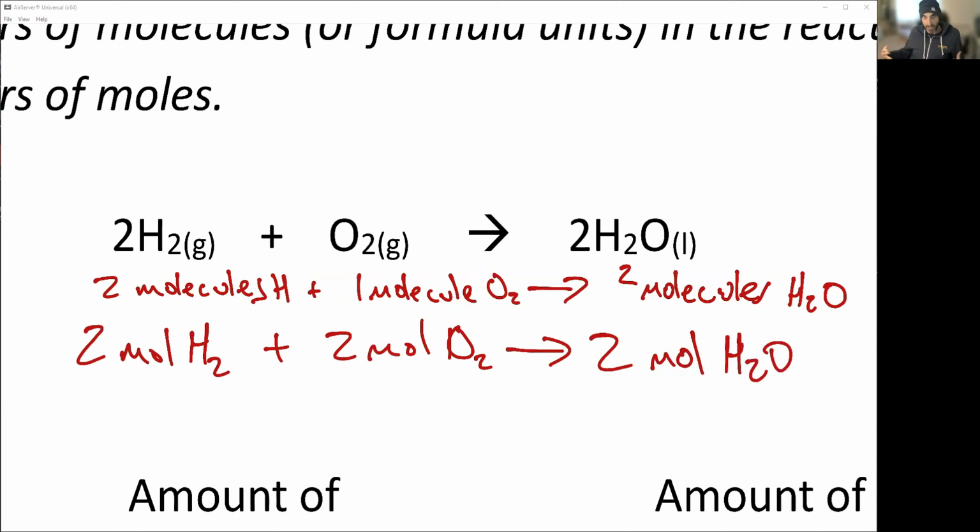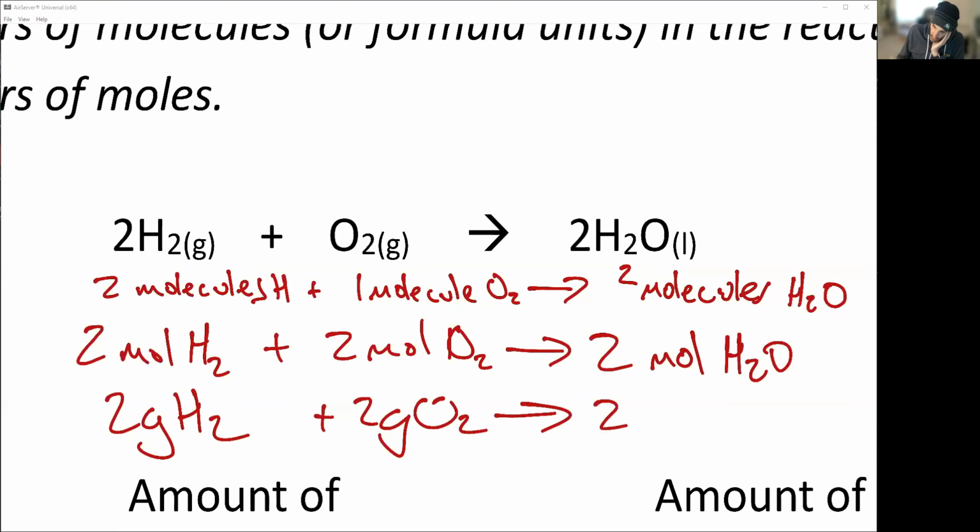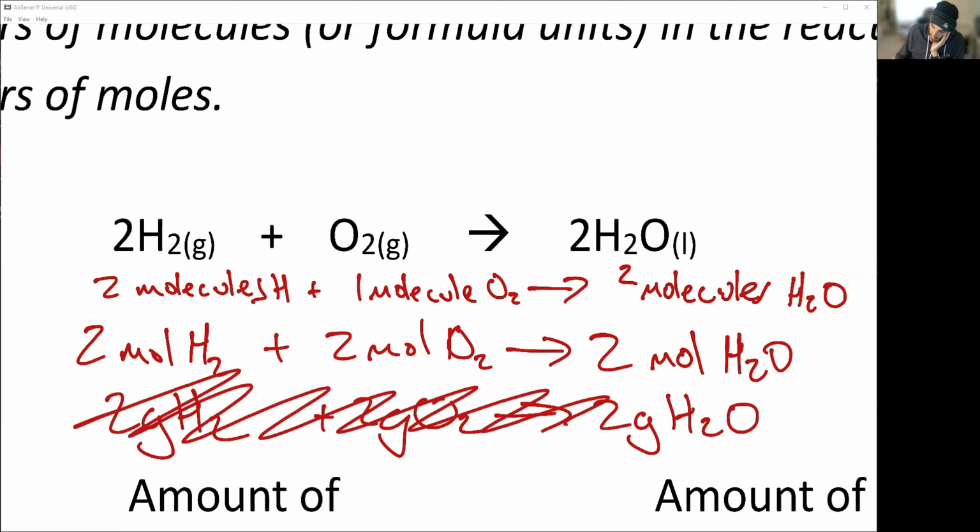That's the information we're getting from these balanced chemical equations. What I can't say is 2 grams of H2 plus 2 grams of O2 yield 2 grams of H2O. That is absolutely 1,000% wrong. We're talking about moles because each of these things weighs a different amount.